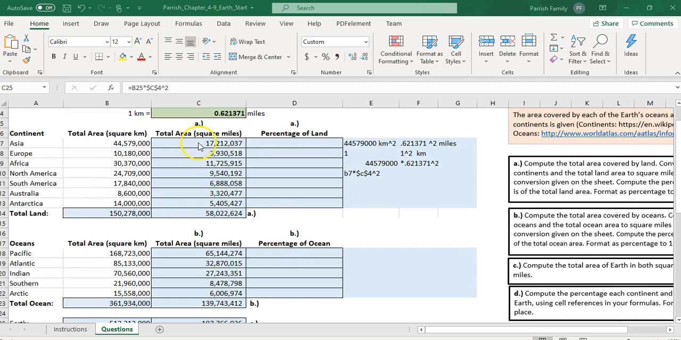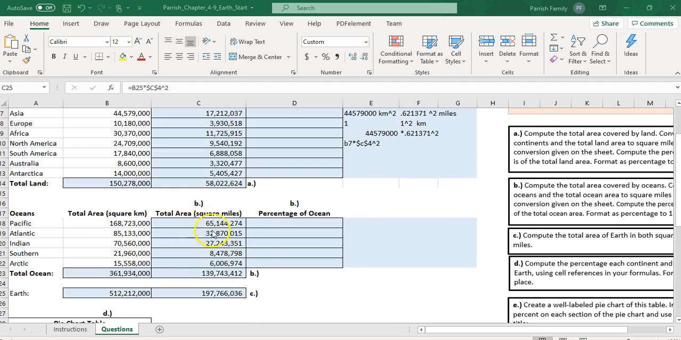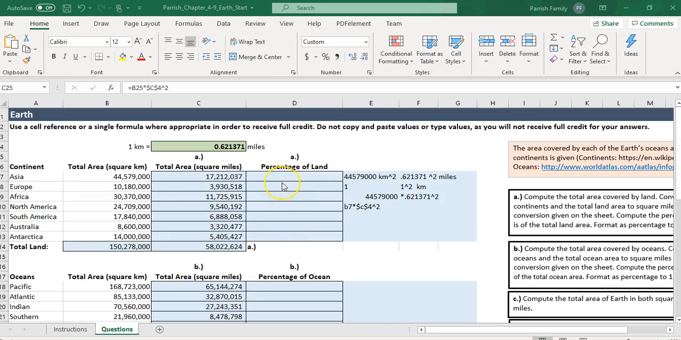All right, so we've gotten our total square miles, and we've gotten the total land mass in square miles, and we've gotten the total of oceans in square miles and the total there. And we've also calculated the area of the earth in square miles. So now what we need to do is calculate the percentage of the land that is comprised by Asia.